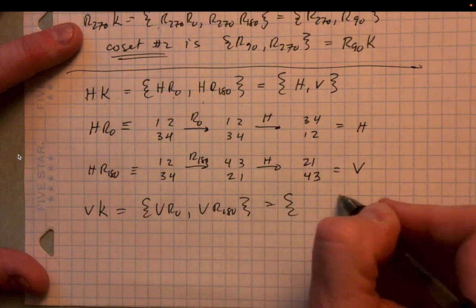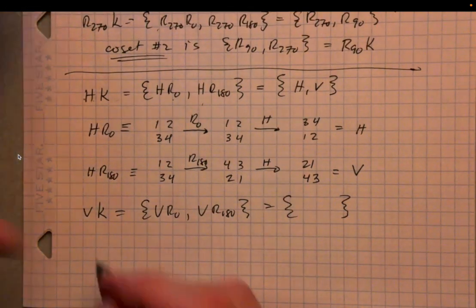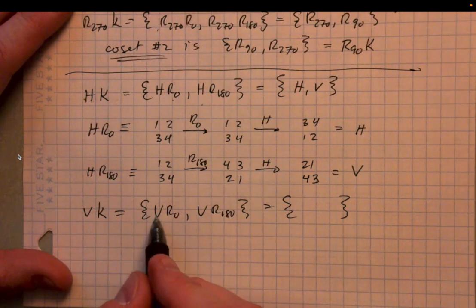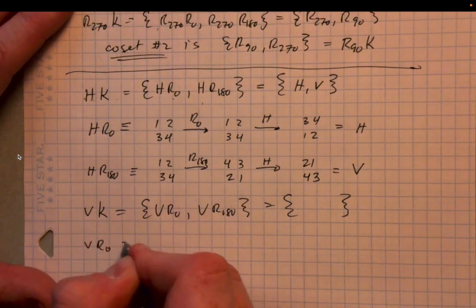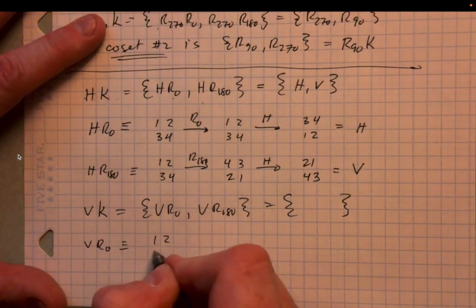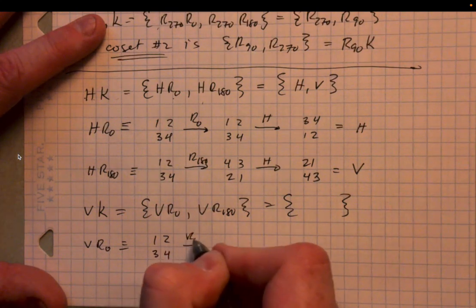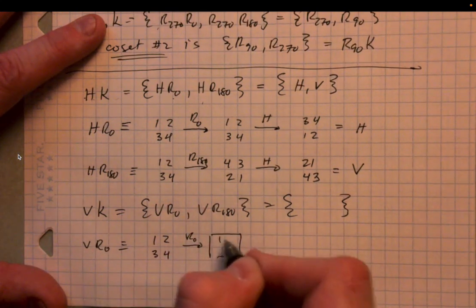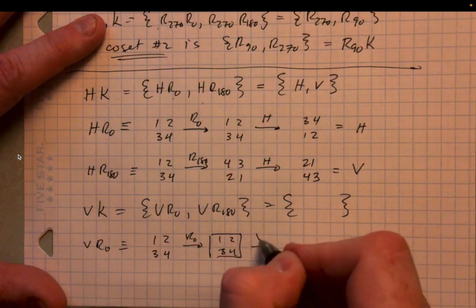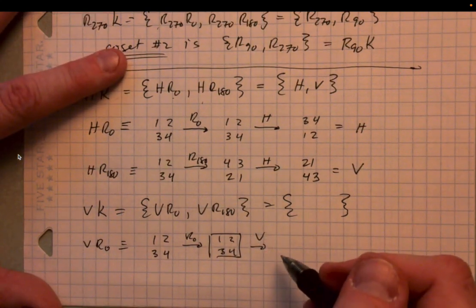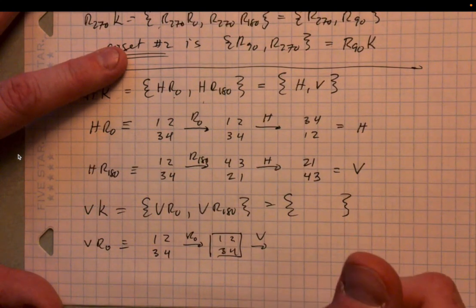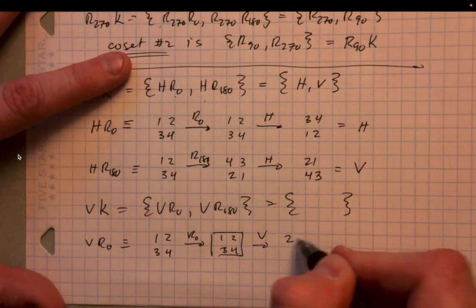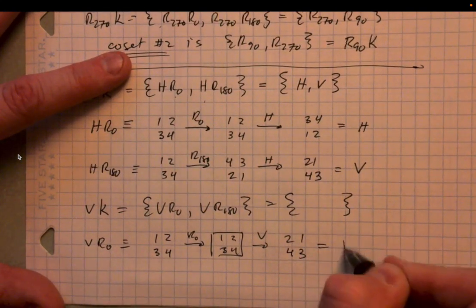And what does that equal to? Well, again, we're going to go through this. We're going to look at VR0. And so if I start with 1, 2, 3, 4, and I do an R0, I get 1, 2, 3, 4. And then if I do a V, a flip along the vertical orientation, I get a 2, 1, 4, 3. And so that's just V.